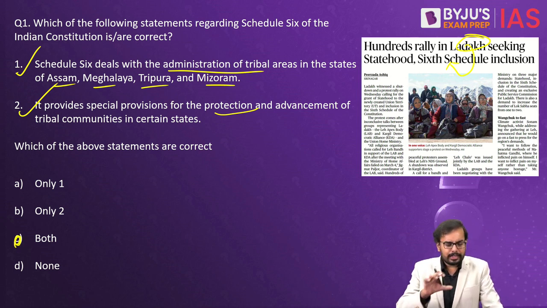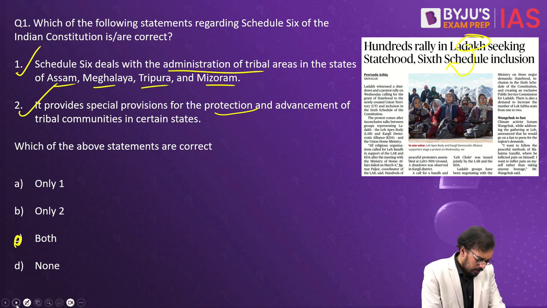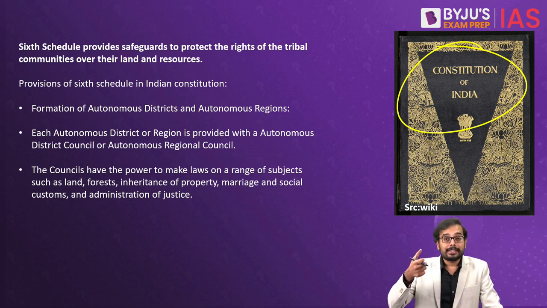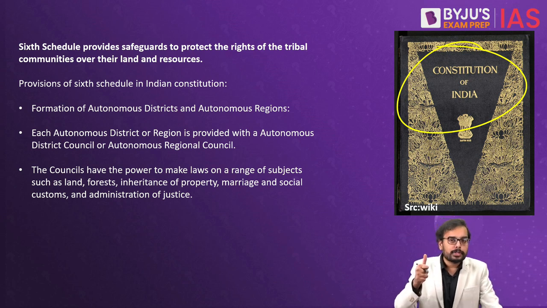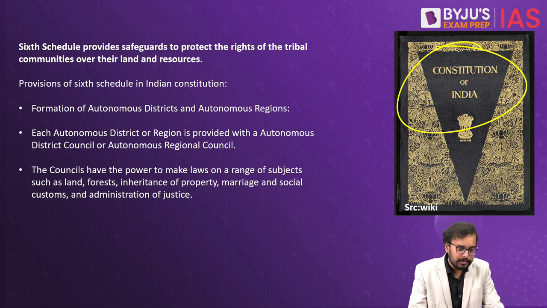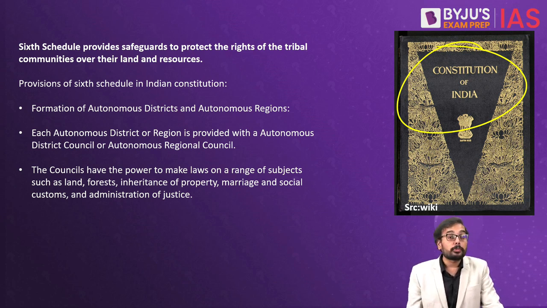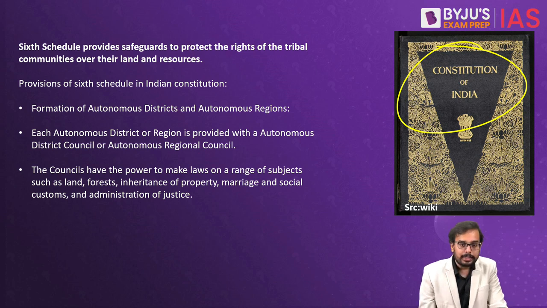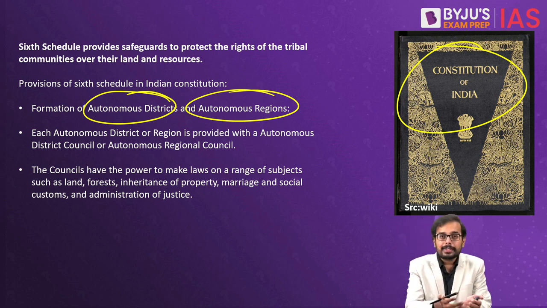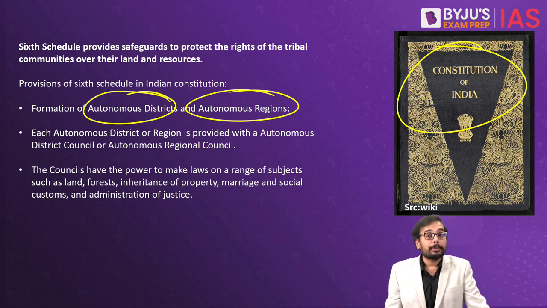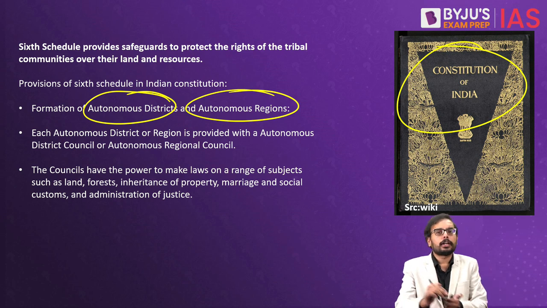Now we'll go further into detail regarding Schedule 6 of the Indian Constitution. The essence of Schedule 6 is that it aims to protect the tribal communities of 4 states: Assam, Meghalaya, Mizoram and Tripura. How is it going to protect the tribal communities in terms of culture and land resources? In Schedule 6, there's a special provision which delineates a few regions as autonomous districts or autonomous regions. These are regions having a majority of the population belonging to the tribal community.